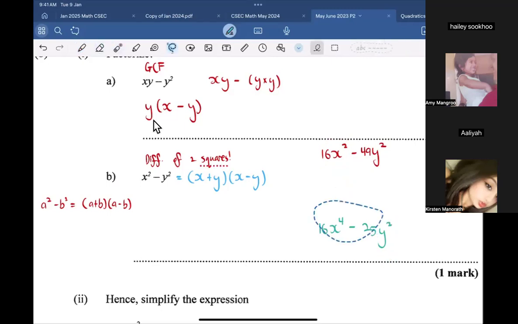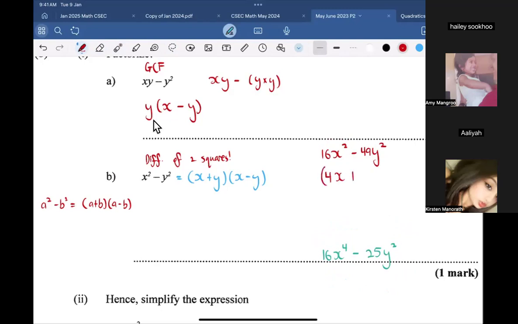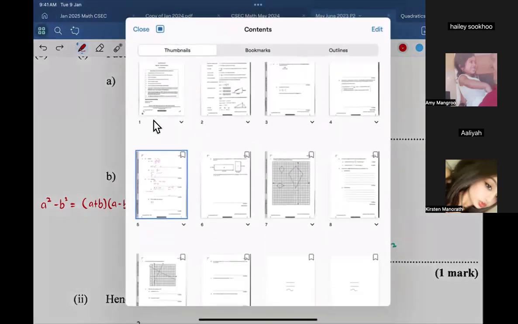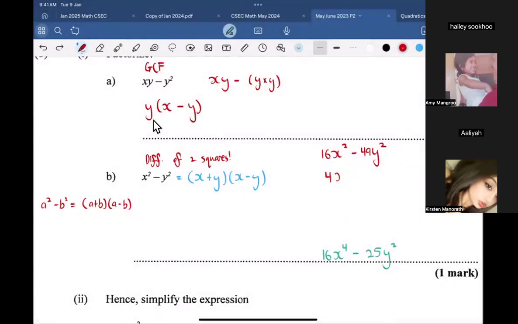Say that again. Would it be like 4x plus 7y, and then 4x minus 7y? Yeah, okay. Big up yourself. So you see that, right?